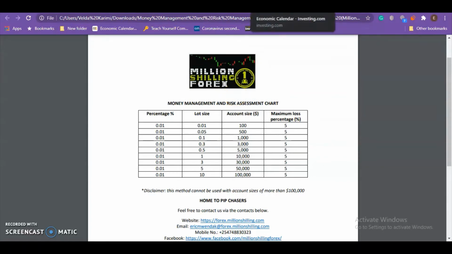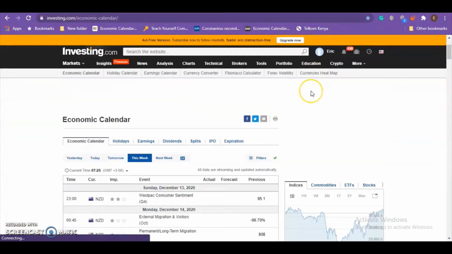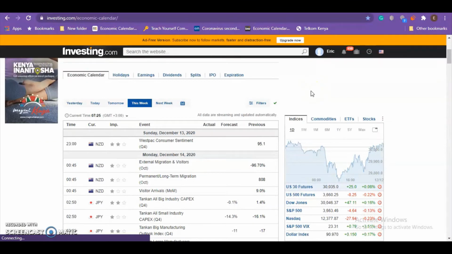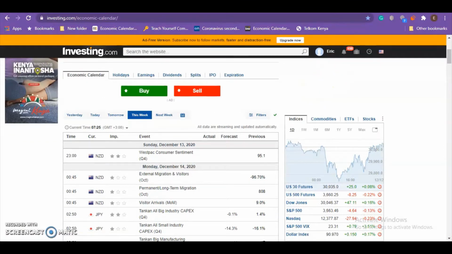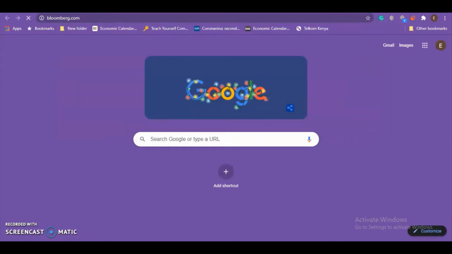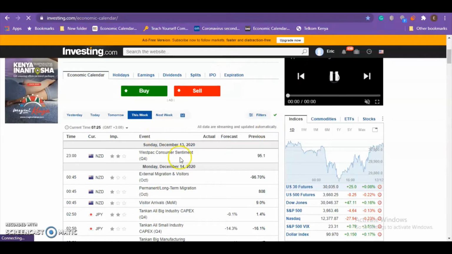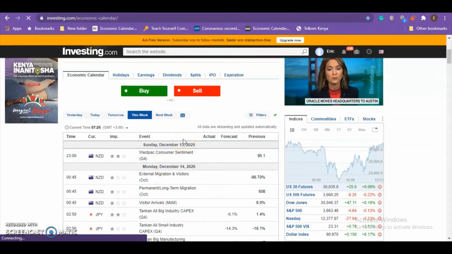Remember guys, the first thing I said, once you wake up to the market, is check the economic calendar. Not only do you check the economic calendar, you also check the financial news. So let's start with the economic calendar, then we go to the financial news.